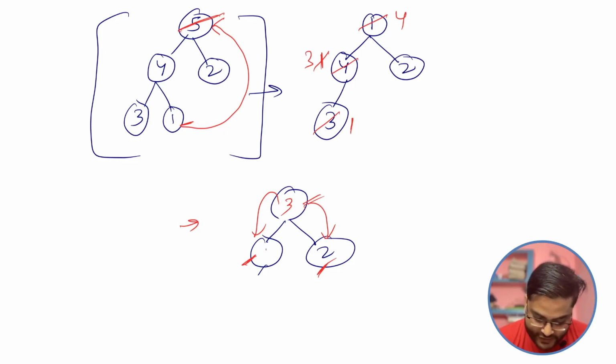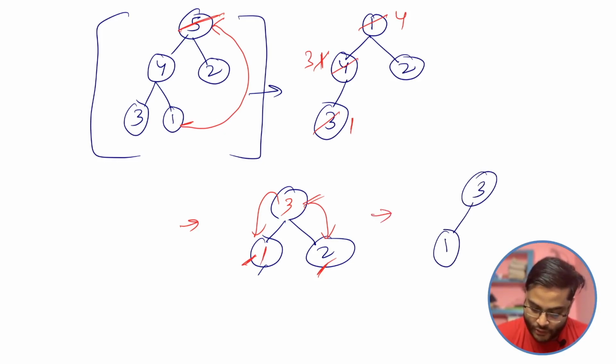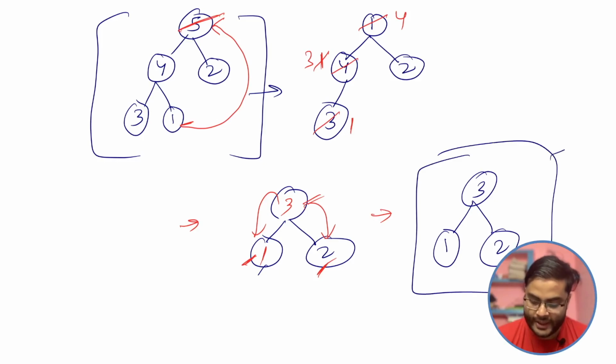This will be 3. This will be 1. Now the tree will look like 3, 1, 2. It is a max heap. It follows the properties of max heap. Now what if I want to further delete 3?